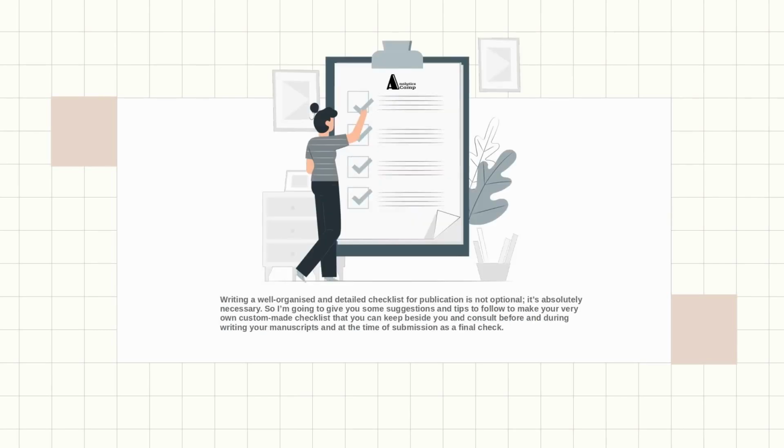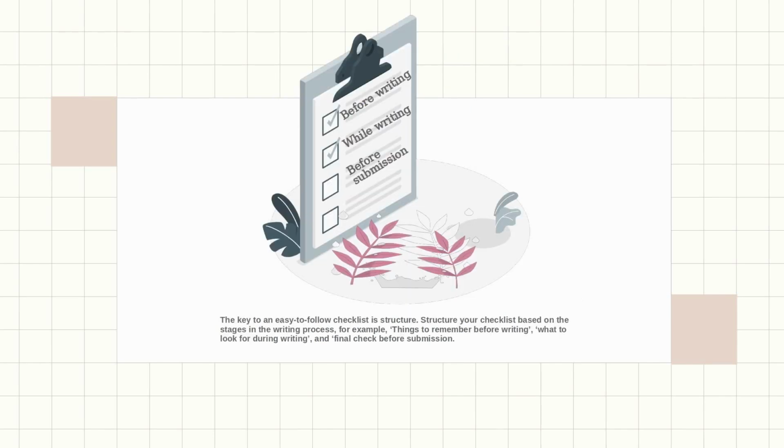Writing a well-organized and detailed checklist for publication is not optional, it's absolutely necessary. So I'm going to give you some suggestions and tips to follow to make your very own custom-made checklist that you can keep beside you and consult before and during writing your manuscripts and at the time of submission as a final check. The key to an easy-to-follow checklist is structure.